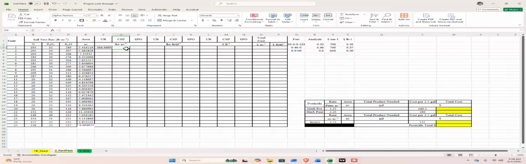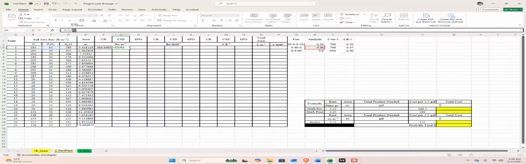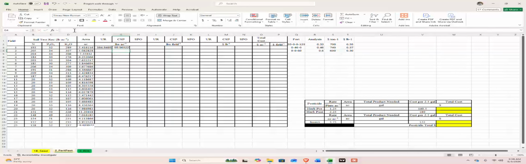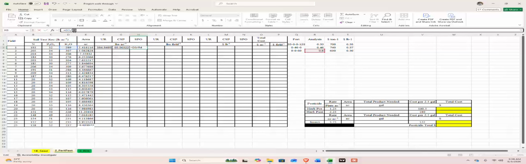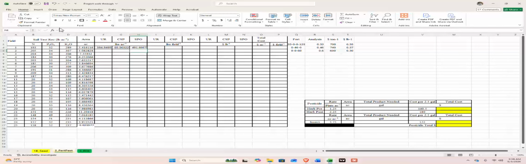And we need this to be this divided by our analysis for P, F4, or you have to add the dollar signs in if you're on a Mac. And this is equals this divided by 0.6 as F4, enter.